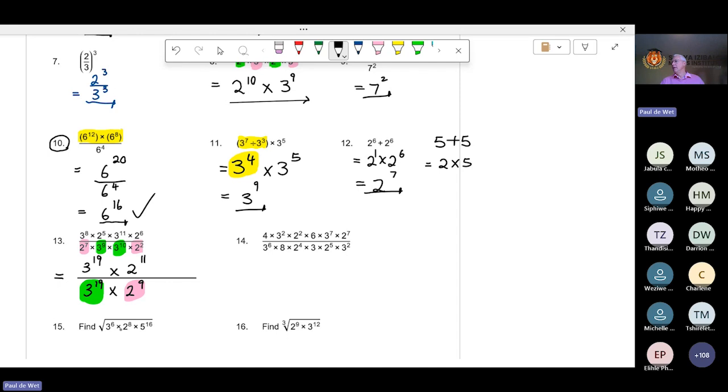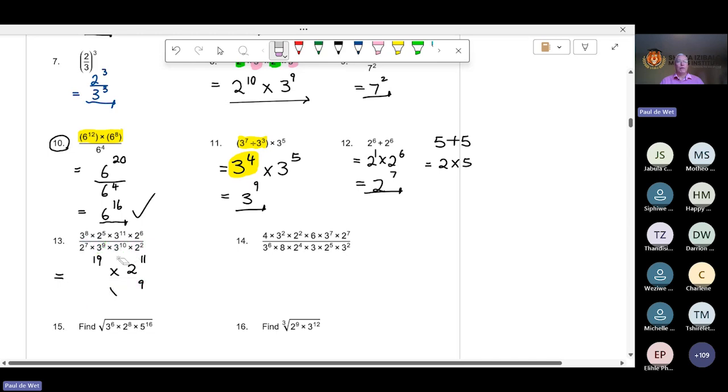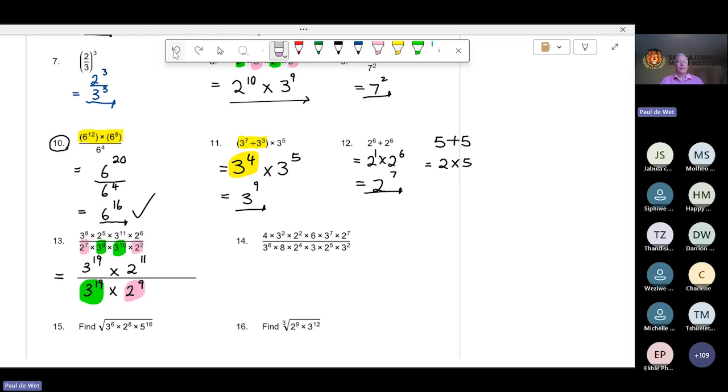Now, what do we do when we've got division with the same bases? Okay, so I'm going to rub out all this highlighting, and I'm going to highlight again. Oh, goodness. Sorry, I didn't want to do that.